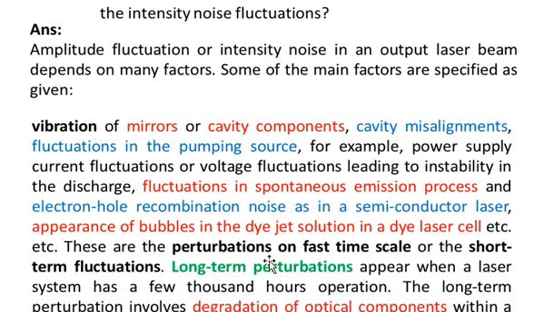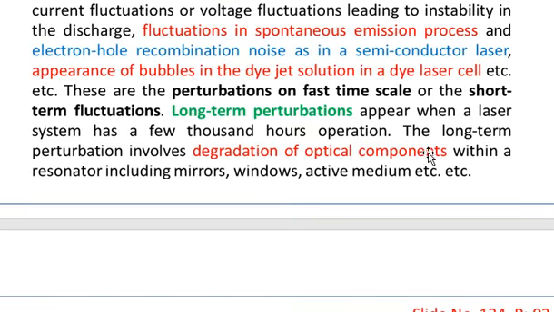These are perturbations on a fast time scale, or short-term fluctuations. Long-term perturbations appear when a laser system has a few thousand hours of operation. The long-term perturbation involves degradation of optical components within a resonator, including mirrors, windows, active medium, etc.